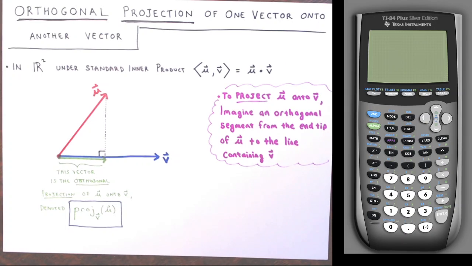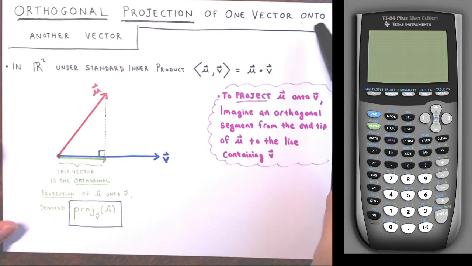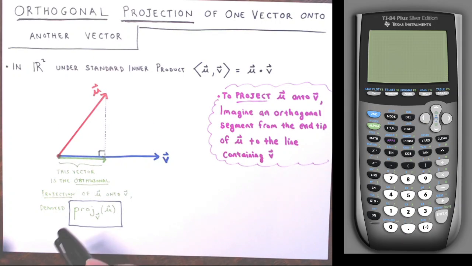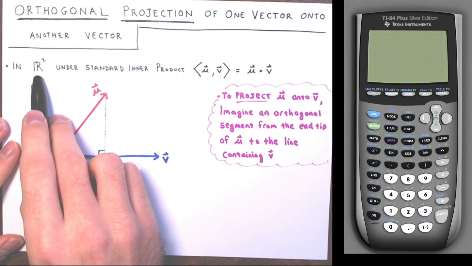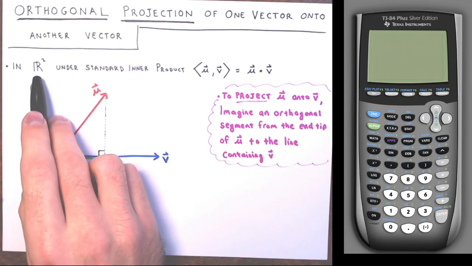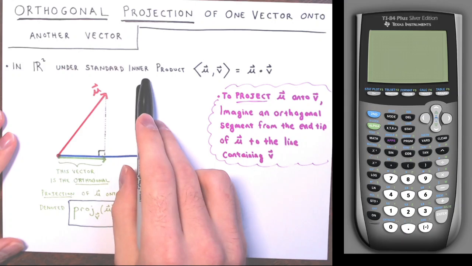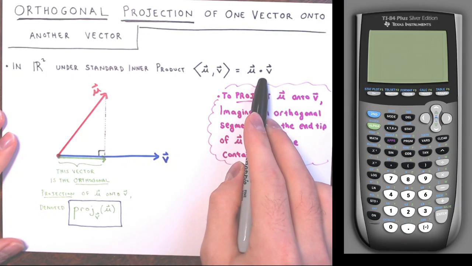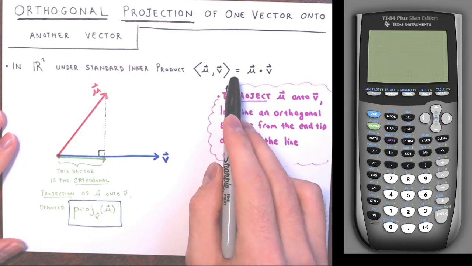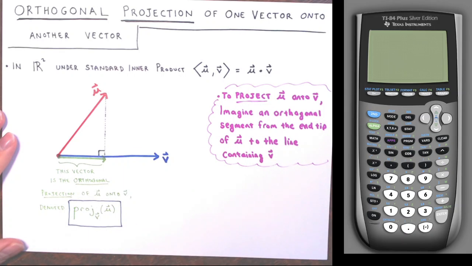So the orthogonal projection of one vector onto another vector. Again, like I said, I'm going to start off. Let's suppose we're in R2, two-dimensional Euclidean vector space, under the standard inner product, where the inner product of two vectors is just the dot product, the standard inner product, the Euclidean inner product, the dot product.